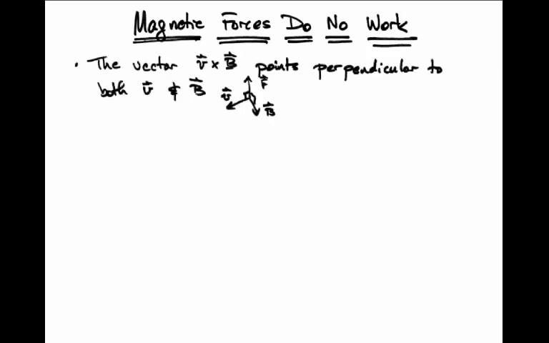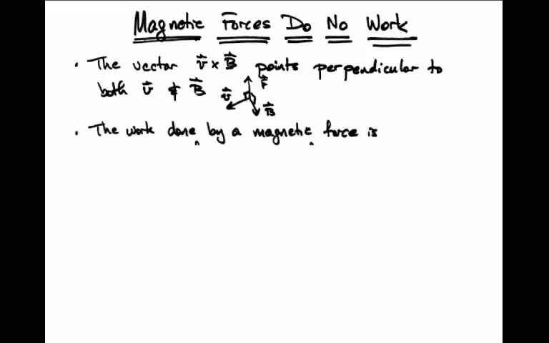Because of the vector cross product v cross B, the magnetic force vector F always points perpendicular to both v and B, but in particular to the vector v, so it never points along the direction of motion or against the direction of motion. It is always sideways.